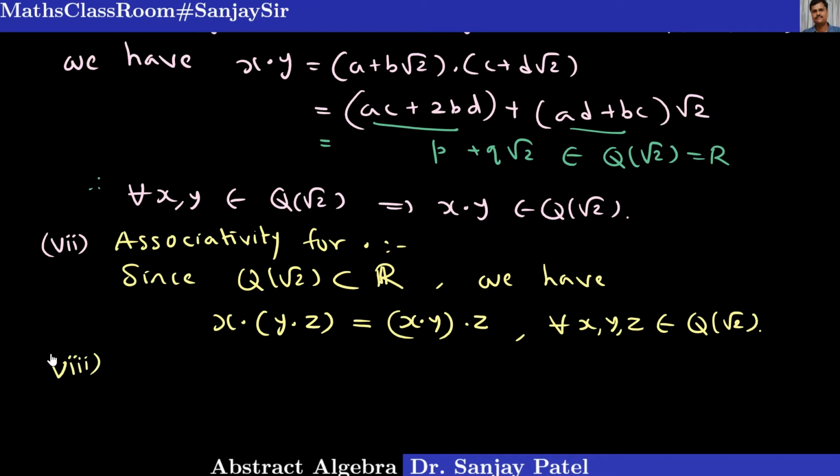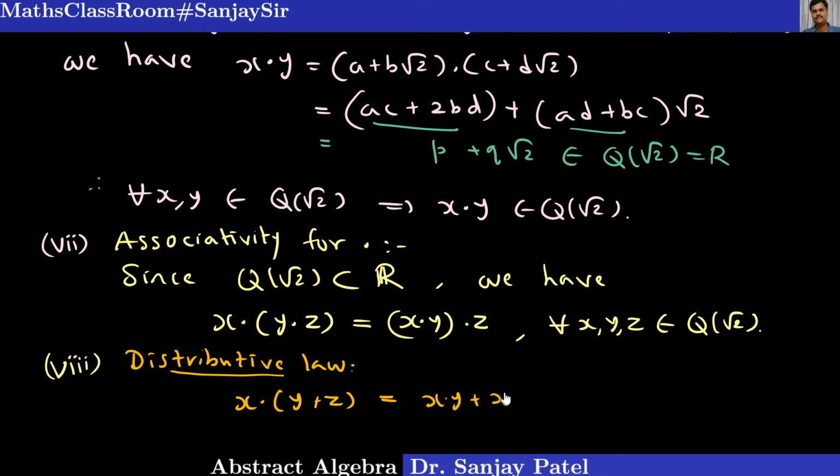And again, by the same argument, I can say that this set also satisfies the distributive law. So the distributive law also holds, because this set is a subset of the set of real numbers. So x dot (y plus z) is equal to x into y plus x into z is true, because ultimately all these numbers are real numbers only.